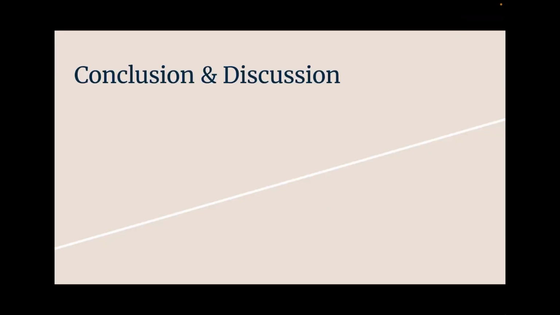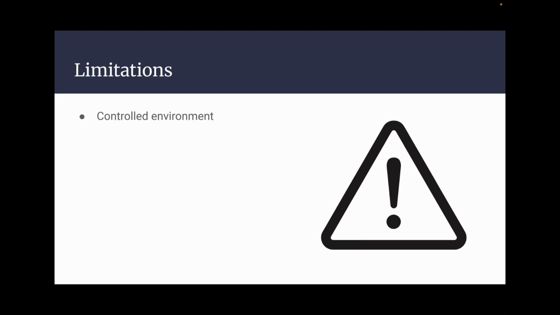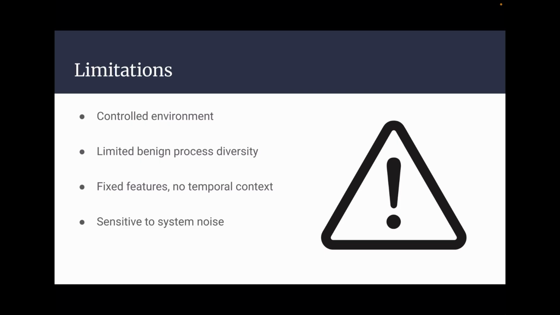Let's take a look at some of the takeaways from our work. Some of the limitations: it is a controlled environment, which can be beneficial to isolate and have a sandbox, but it's not that realistic. Real world systems are a lot messier and have different things going on in the background. The benign processes might not be that diverse. We didn't have common things like browsing, which could be a big one. And the features were fixed. They didn't have any timeline info, which might miss slower or stealthier attacks. And it's sensitive to system noise. Background noise and context switches could skew the results, and we weren't able to test obviously every possibility there.